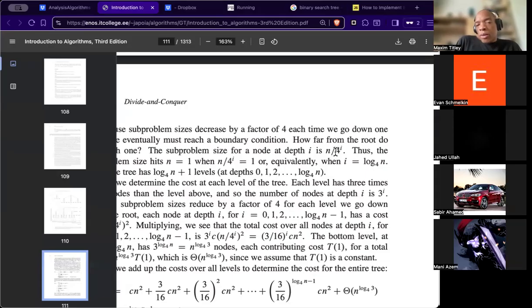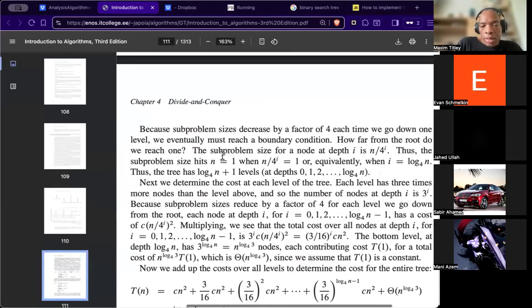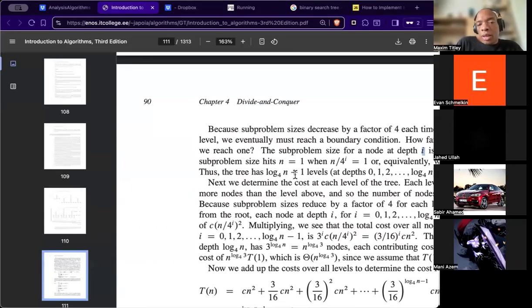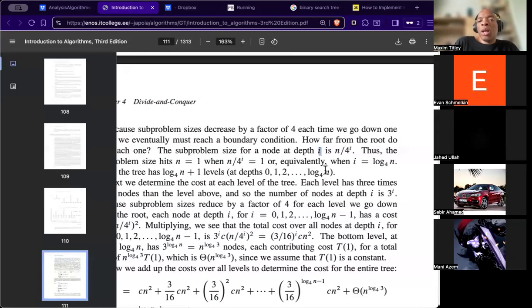As far as log base 4 to the i, whatever that is, I can divide that up i times. So log base 4 of 4 to the i would give me i. So now the problem size hits n equals 1 when we have n over 4 to the i for a depth i, the last level, right? Or equivalently, when i equals log base 4 of n. Thus, the tree has log base 4 of n plus 1 levels at depths 0, 1, 2, up to log base 4 of n.